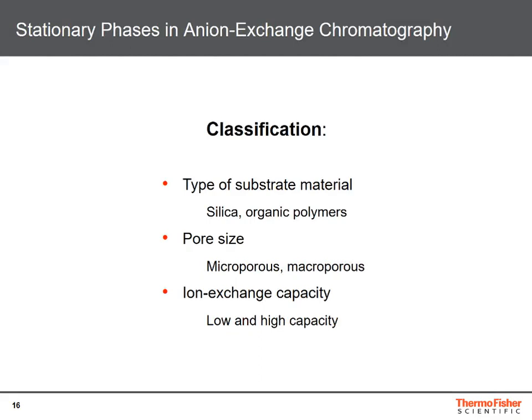The most important part of an ion chromatography system is the stationary phase. There are numerous anion exchange materials on the world market, so we have to classify all these materials. The number one classification is the type of substrate material, where we differentiate between silica-based materials and organic polymers. Since we need high pH mobile phases in anion exchange chromatography, silica-based materials cannot be used because they dissolve above pH 8.5. Therefore, most of the materials we use for the anion exchange chromatography of small molecular weight anions are based on organic polymers.